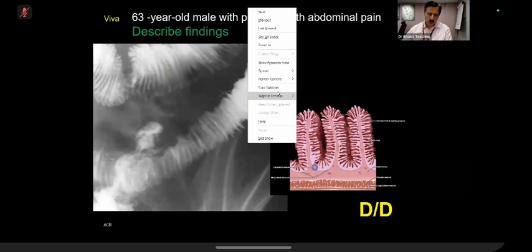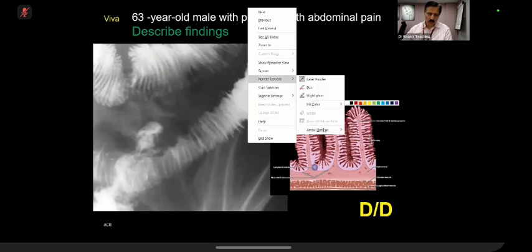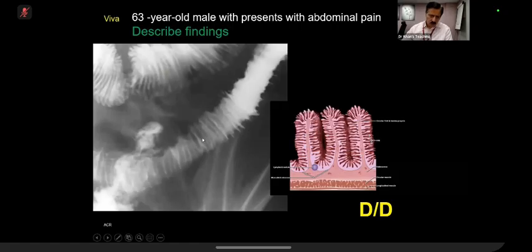So I will change to an arrow to be able to show it to you clearly. Now this shelf here is the thickened fold, and this one is another one. So the spike of barium in between, you can see that it is narrowed. So the thickness of the fold has increased.